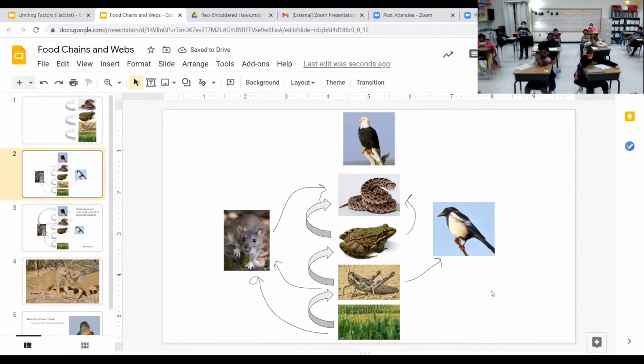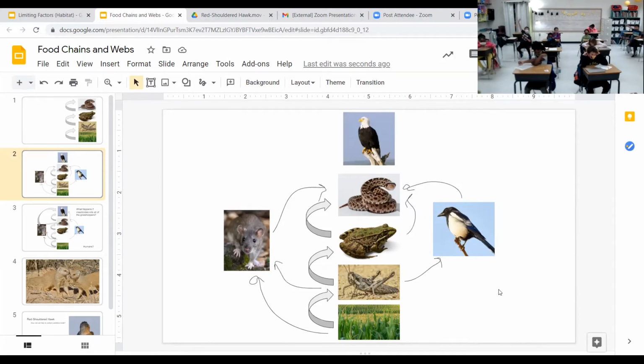Oftentimes snakes will eat bird eggs if they find a nest and can climb up into it. So sure, we'll definitely put an arrow from this bird over here to the snake as well. Don't mind my arrows, as long as you can see where the lines are going. That's the key thing there. Okay, and then we have our apex predator at the top.